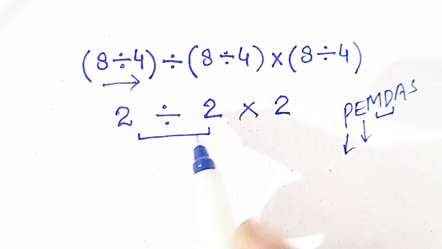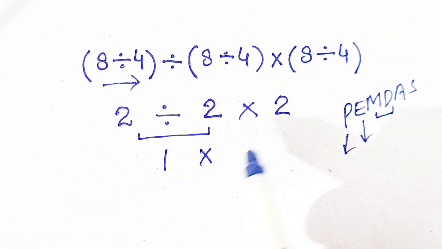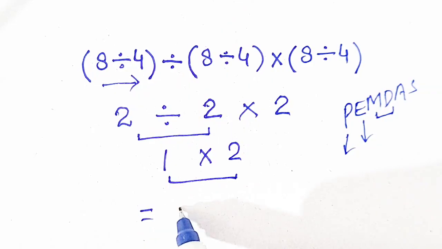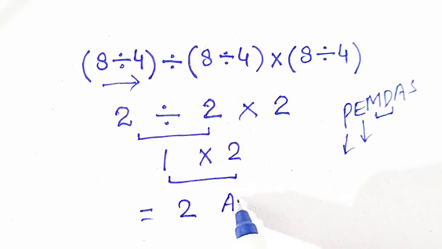2 divided by 2 will be equal to 1, times 2. So 1 times 2, we will get 2, which is our answer.